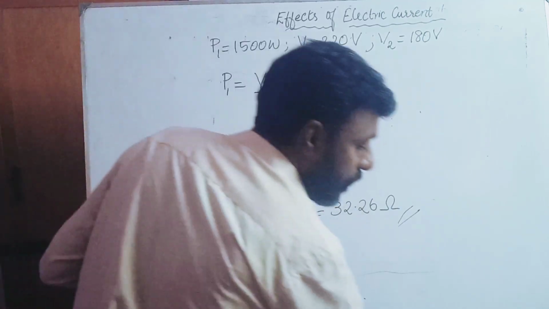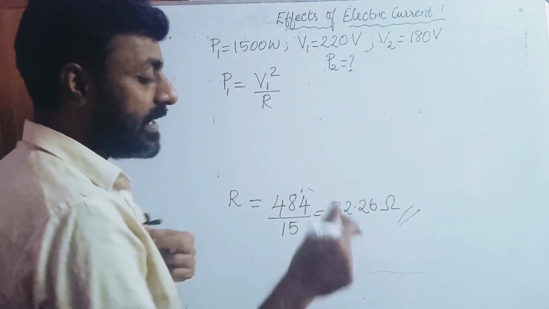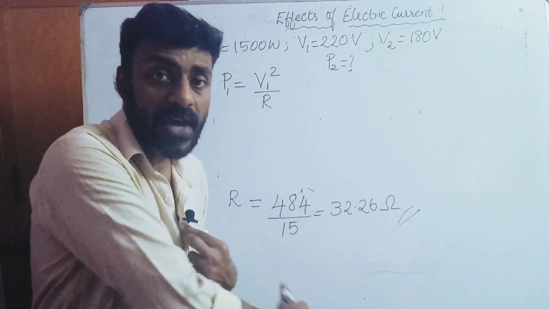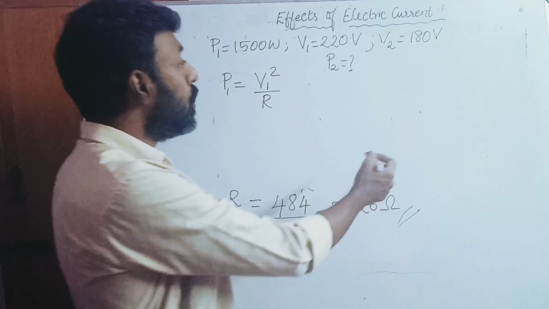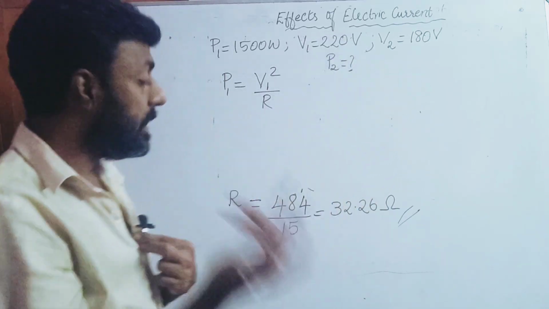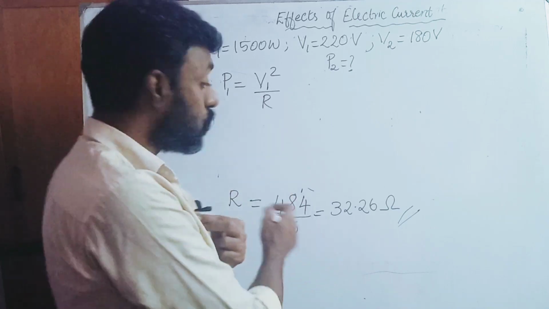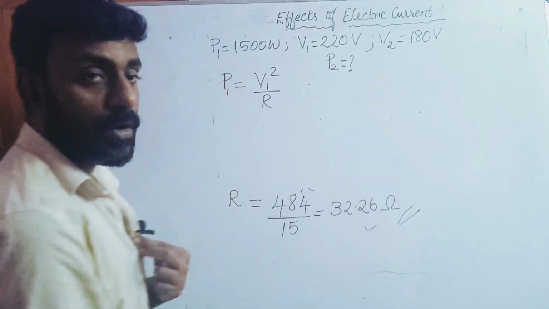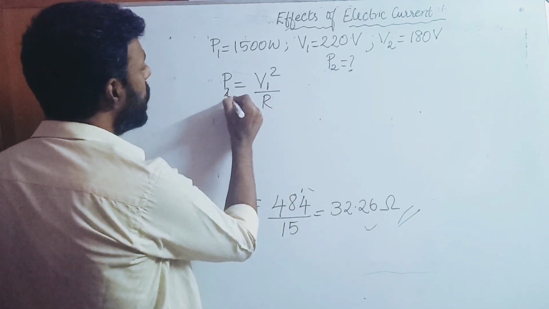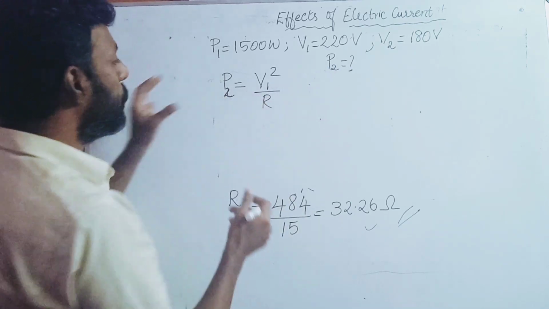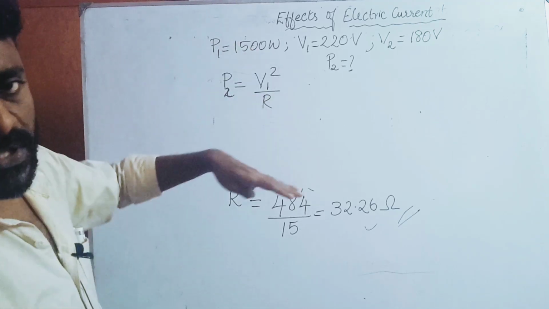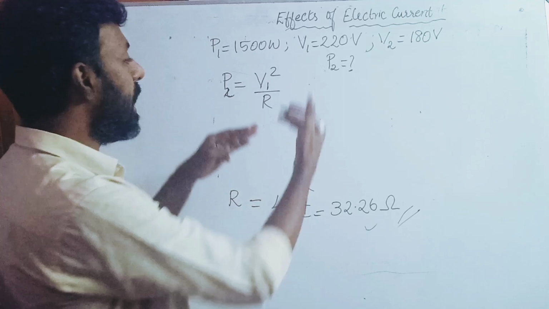We are not going to find the value of resistance, but we are going to find only the power. For finding the power, that is the secondary part, we need the value of resistance. So we have found out the value of resistance. The second thing will be P2 equal to, instead of P1 and V1, I'm going to substitute P2 and V2.